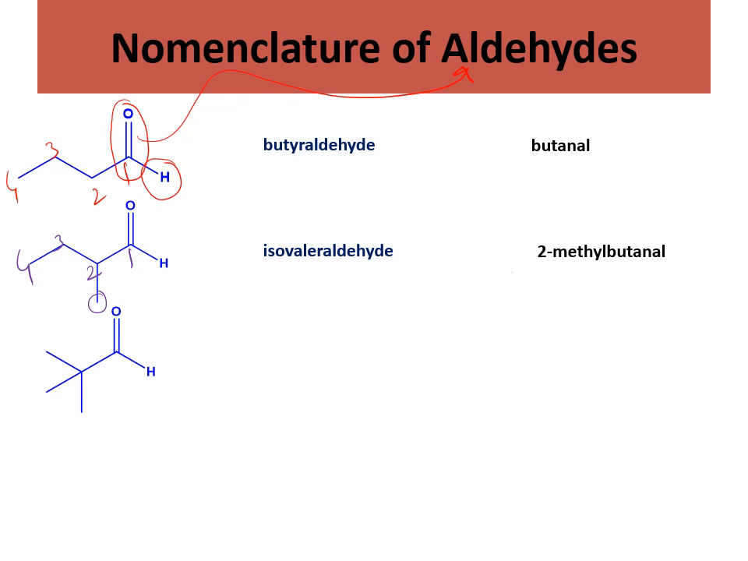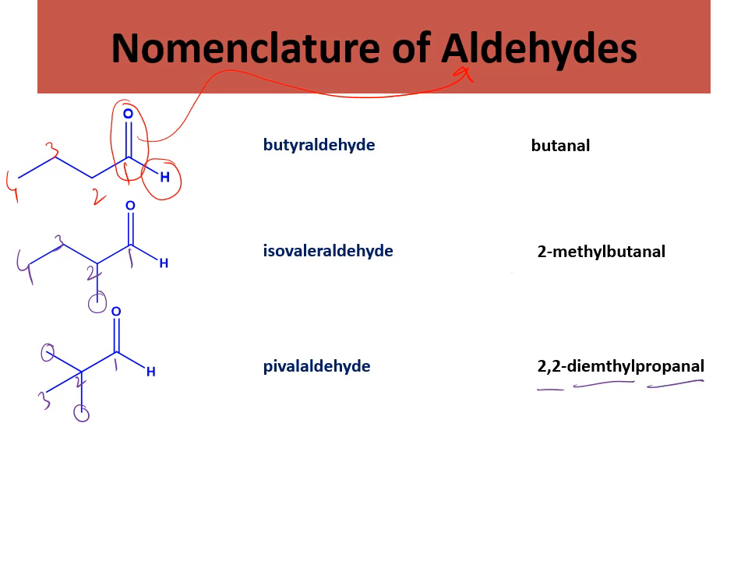So probably what you did was you paused the video, you numbered it properly 1, 2, 3, and you might have noticed that on the second carbon there are 2 methyl branches. The longest chain is for how many carbons? 3 carbons. So that is propanol, and on the second carbon 2 methyls, so 2,2-dimethyl propanol. So 2,2-dimethyl propanol. That is the IUPAC name.